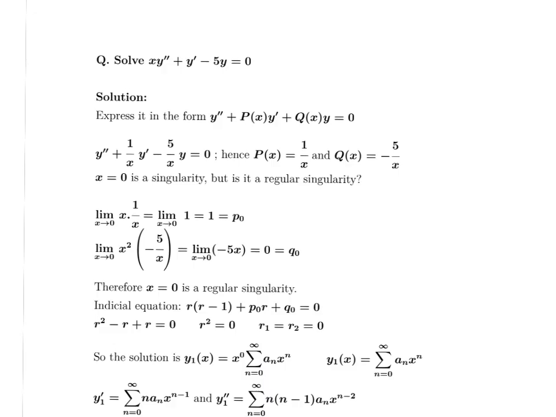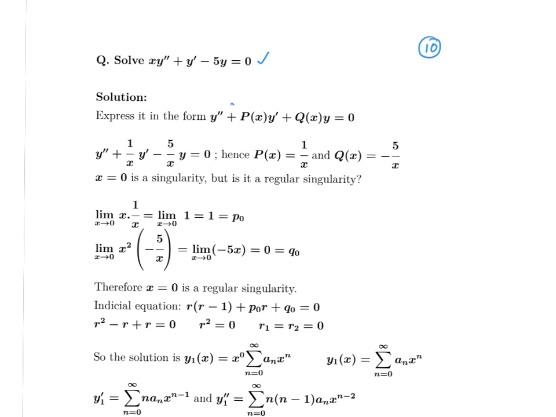Now the problem that I'm going to solve is this. This is the differential equation that we're going to solve: x y double prime plus y prime minus 5y is equal to 0. So I'm going through the steps that I just described. There are 11. Actually, there should have been 10 steps, not 11. I just skipped one number there. Anyway, I'm going to go over the steps.